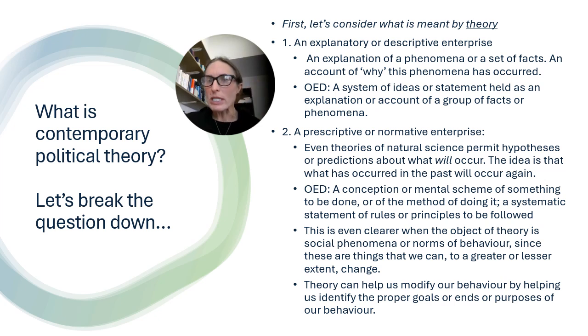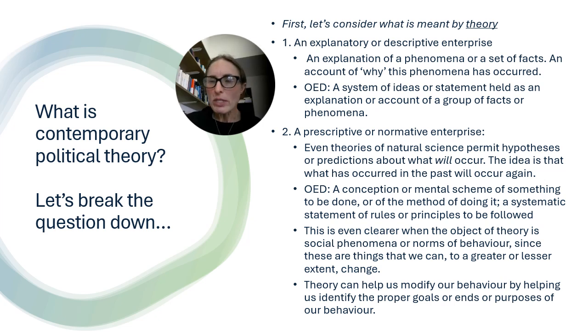First, let's consider what's meant by theory. Well, we normally think of the term theory as standing for an explanatory or descriptive enterprise. A scientific theory of a phenomenon in the natural world would be an explanation of that phenomenon, or an explanation of a set of facts, an account of why this phenomenon had occurred. As the Oxford English Dictionary states, a system of ideas or statements held as an explanation or account of a group of facts or phenomena.